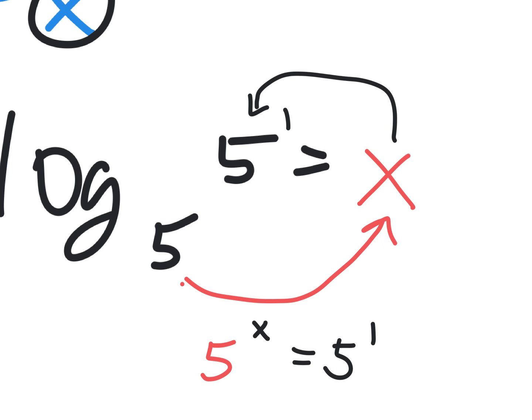Does that make sense to you? 5 to the x had to equal 5 to the 1. So then if the bases are the same, these two must be the answer, and x must be 1. All right, so I just said something that's really critical. If the bases are the same, the way I usually say this is the answer's already there. If the bases are the same, the answer's already there.